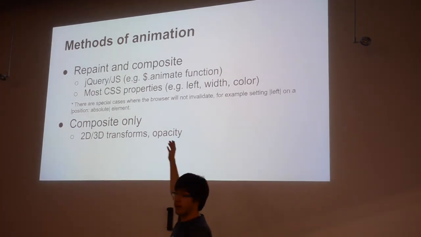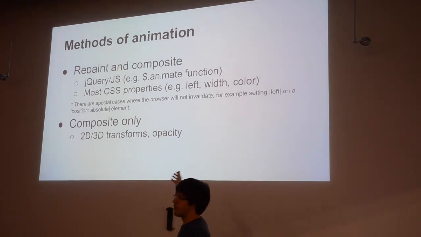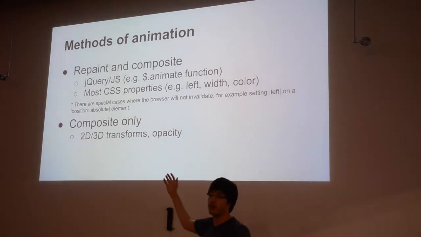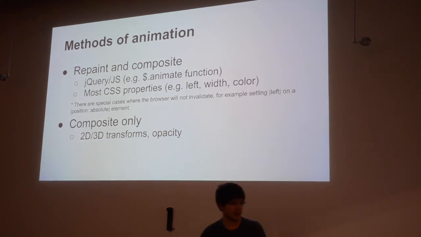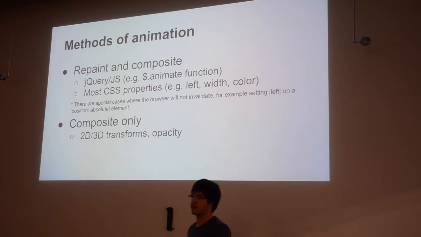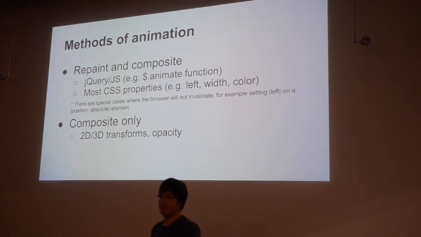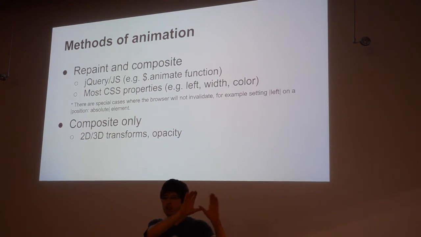And then finally, these 2 methods require repainting on every frame. Whereas the next method, which I just talked about, was using 2D and 3D transforms and opacity. In that case, we only have the composite. We don't have to worry about repainting. Of note, I'm going to explain how the .animate function works, so you can understand a bit better why it's so slow.